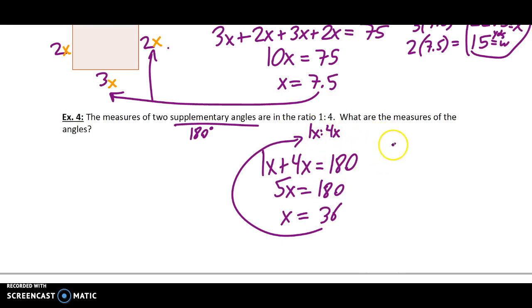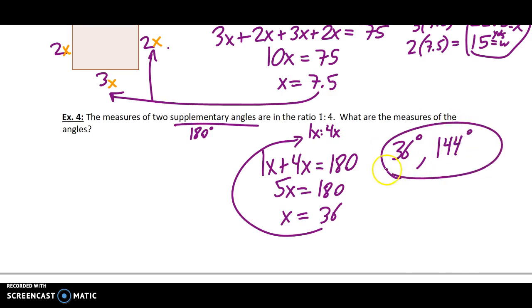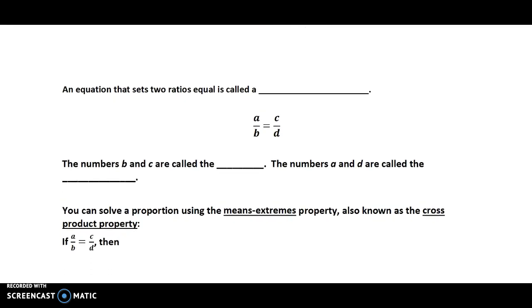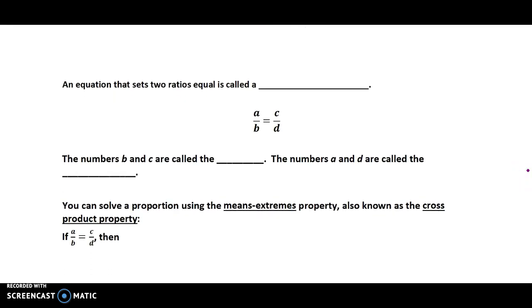Well, 1 times 36 is 36 degrees, so that's that. 4 times 36 should be, 120 plus 24, so 144 degrees. You can check. Do they add up to 180? Sure. And is one of them 4 times as big as the other? You bet.